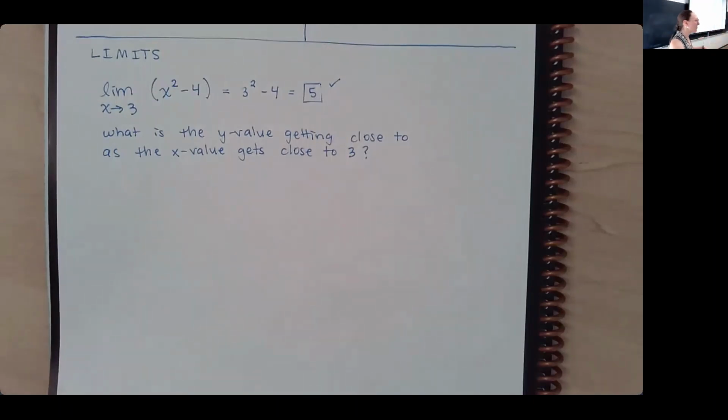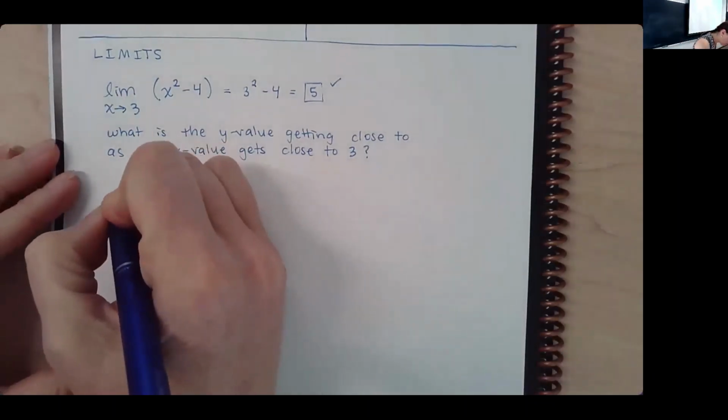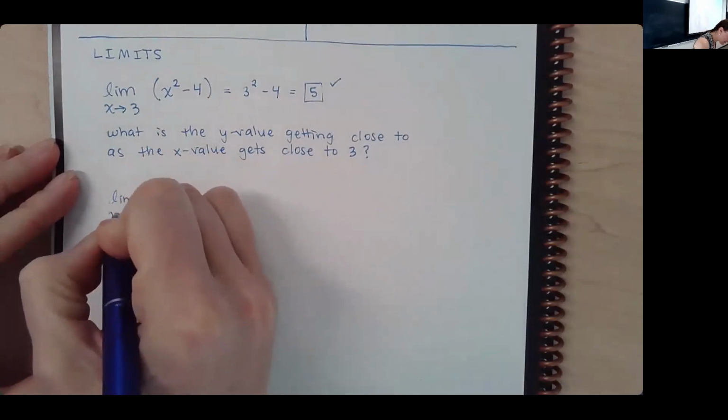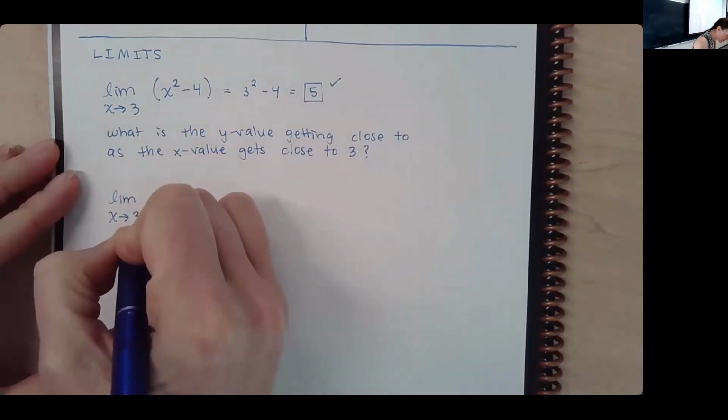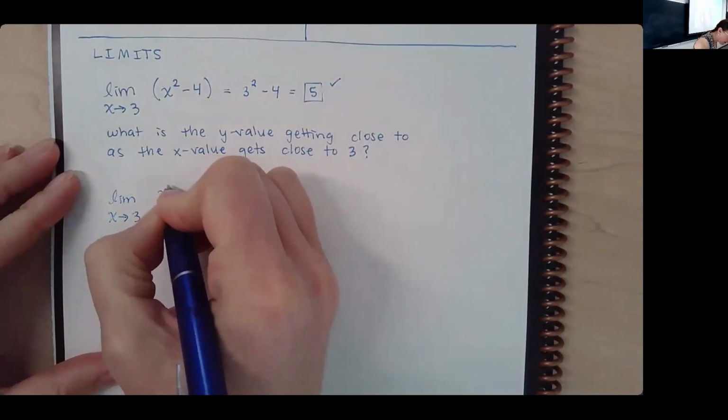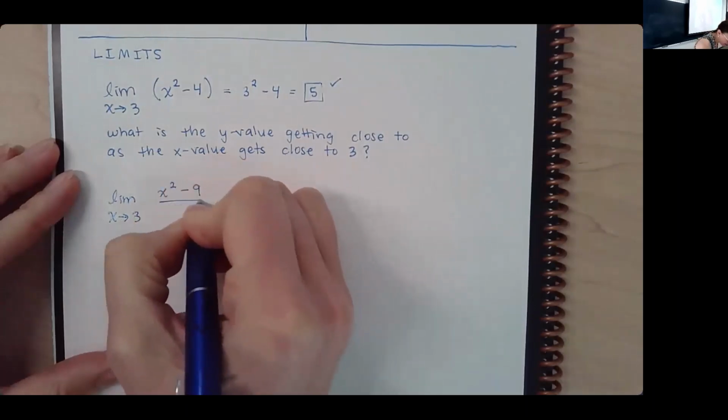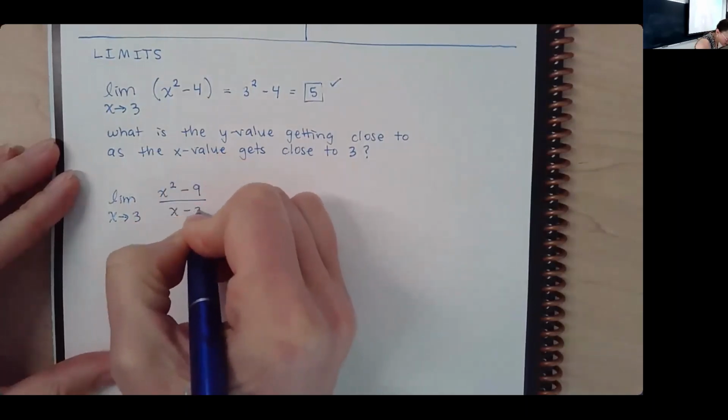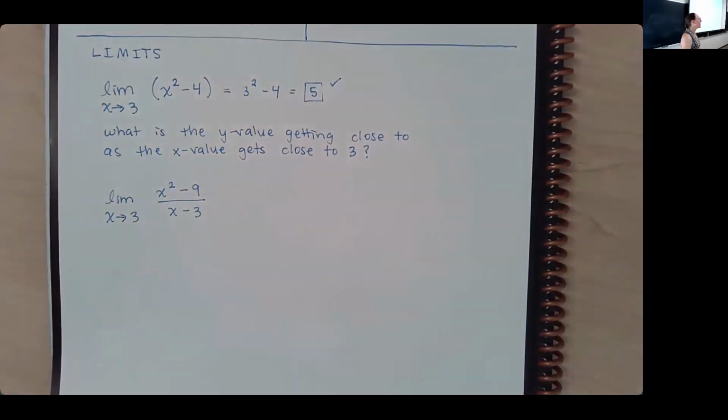There are a couple of ways something can go wrong. One of the most popular ways is to divide by 0. So I'm going to change our problem up a little bit. And let's say that this really was asking me the limit as x approaches 3 of x squared minus 9 over x minus 3. I'm still going to walk up to this problem and say, limits are just asking me what's the y value trying to be when x is trying to be that number.